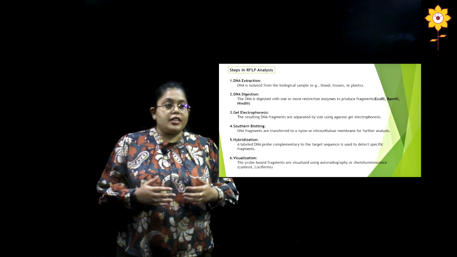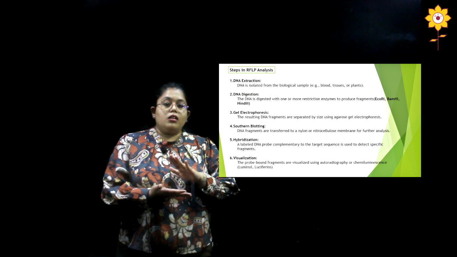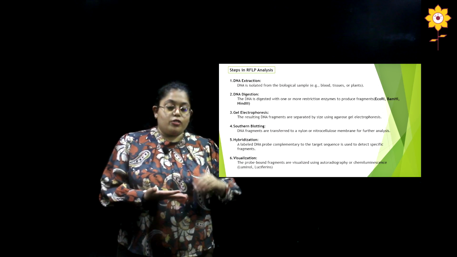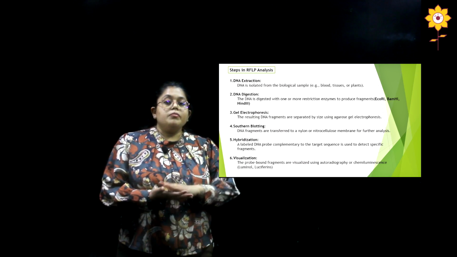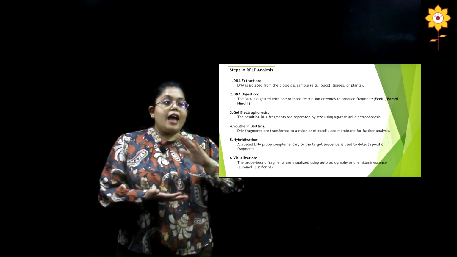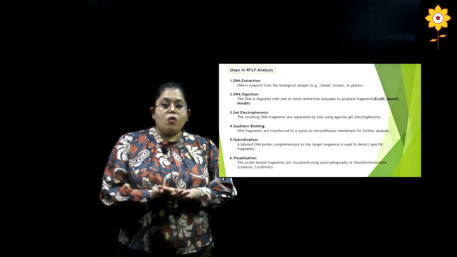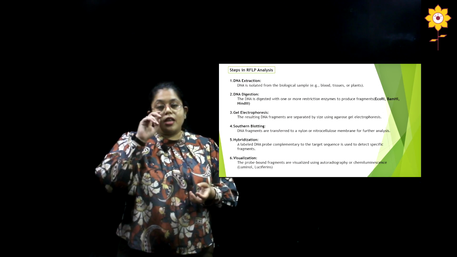Southern blotting is the technique that we do. We have to blot this DNA that we have got, which is on the gel matrix. Onto that we will put some nitrocellulose membrane, and onto this nitrocellulose membrane the DNA will now be adhered. And there is a hybridization process.